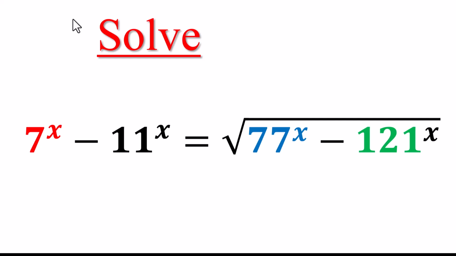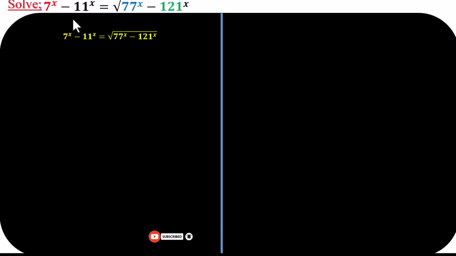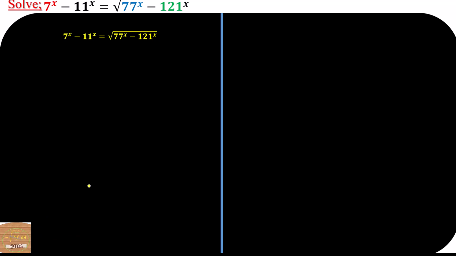All right, so let's look at today's question. You have 7 exponent x minus 11 exponent x equal to the square root of 77 exponent x minus 121 exponent x. The first thing to do here is to remove the root sign on the right, and we are going to do that by squaring both sides. So I'll square both sides.